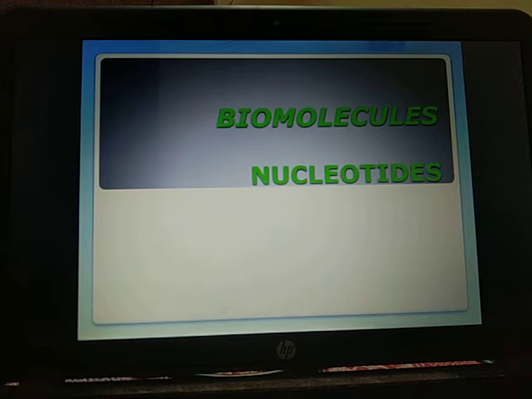Depending upon the type of pentose sugar, nucleosides are differentiated into ribonucleosides and deoxyribonucleosides. Now, uracil produces nucleoside with only ribose sugar. Thymine similarly forms the nucleoside with only deoxyribose sugar. Other nitrogen bases produce nucleosides with both ribose and deoxyribose sugar.